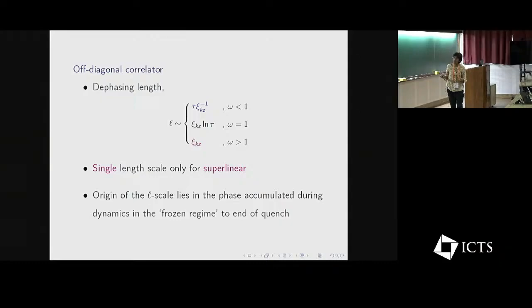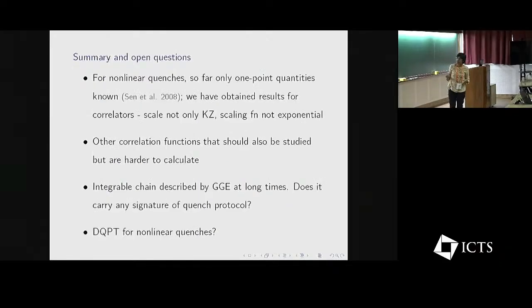And I forgot to mention that the origin of this new scale lies actually in the so-called frozen regime. We assume that in the frozen regime there are no dynamics. Actually, there are non-trivial dynamics which give rise to this new scale also. So I'm almost done. The basic point is simply this: for non-linear quenches, hardly anything is known. The only thing that we know is basically up to something like a 1-point function. Here we have given new results for correlators, but this is a specific correlator that we tackled. There are other interesting correlation functions where nothing has been done, but they are harder to calculate. And there are some obvious directions.